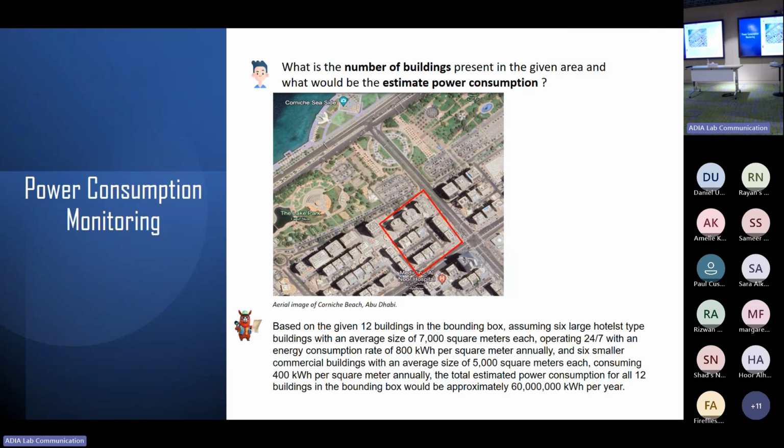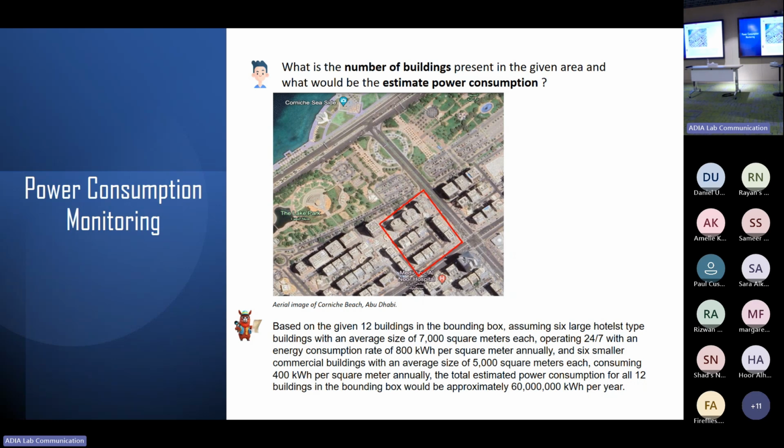So this is the image of an area for a Cornish beach. We are interested in this red box and want to see what the number of buildings in that area is, and give us an estimate of the power consumption. To answer this, the model has to do multiple tasks.